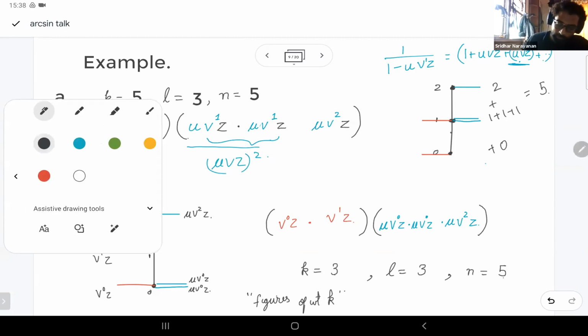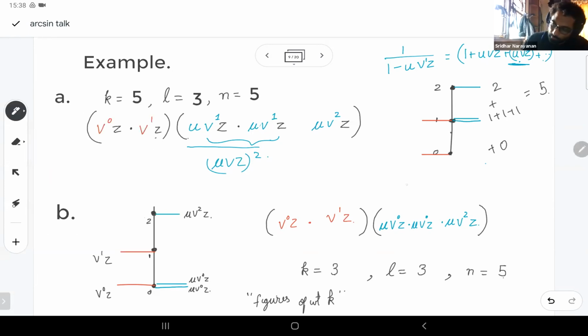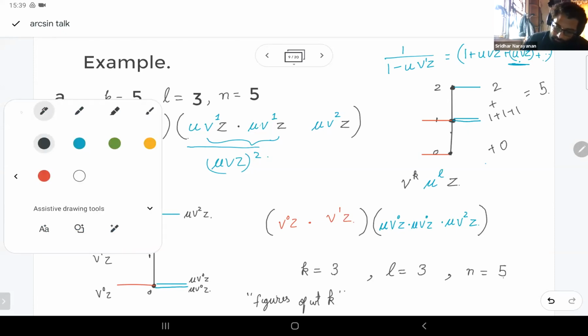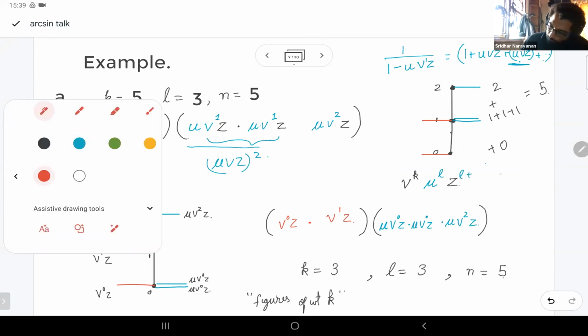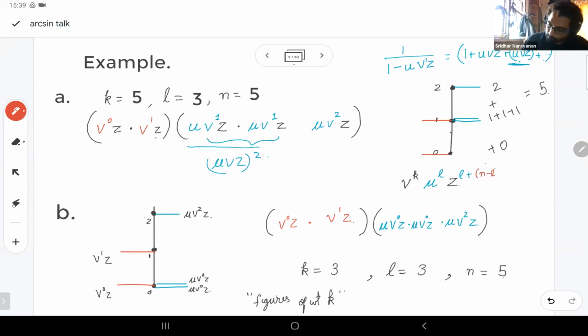Oh, right. I can write it in colors. v raised to k, u raised to l, and then z is raised to l plus n minus l. So the number of blue parts is l. z is just the total number of parts, so it's the number of blue parts plus the number of red parts. And the weight of the figure is k. Okay, I think I got it. Thank you.